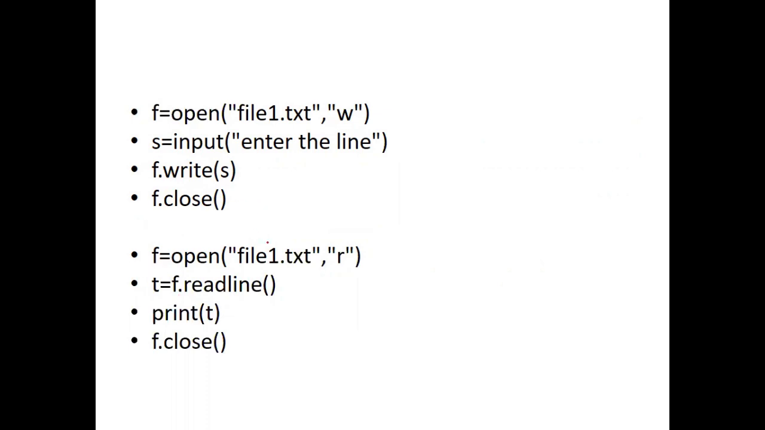Again, you're opening the file in read mode. So first you opened it in write mode, here you're opening it in read mode. Then what you're doing, t = f.readline(), and then you're printing it and f.close(). So that's it. You're taking the input from the user, writing it into the file, opening it in read mode, reading it and printing it.